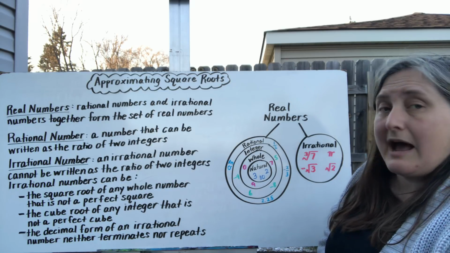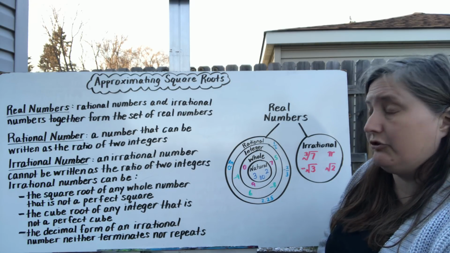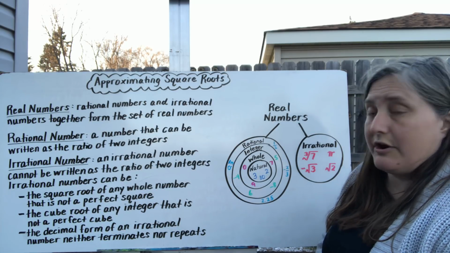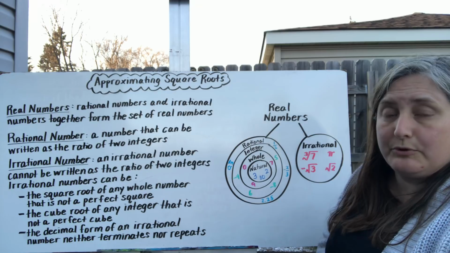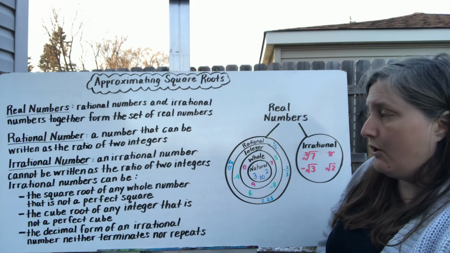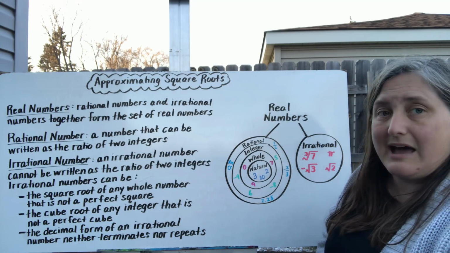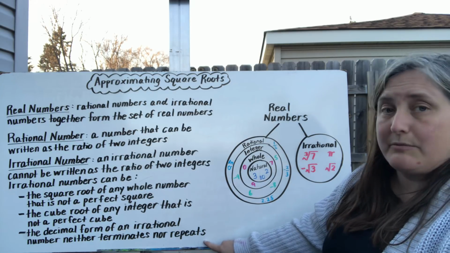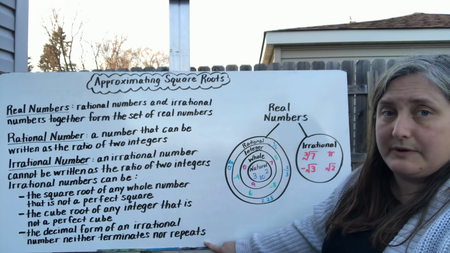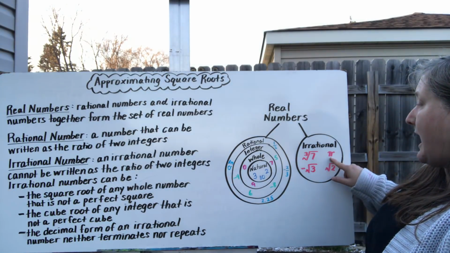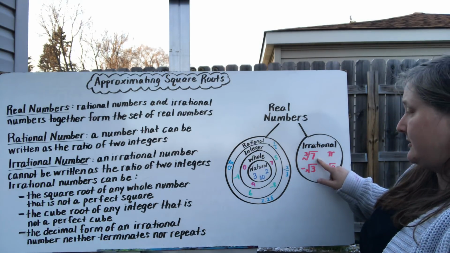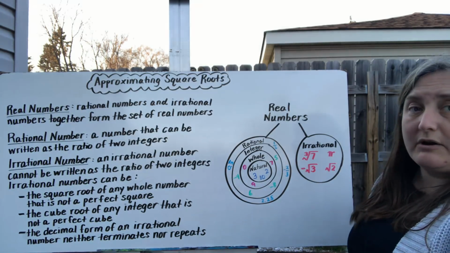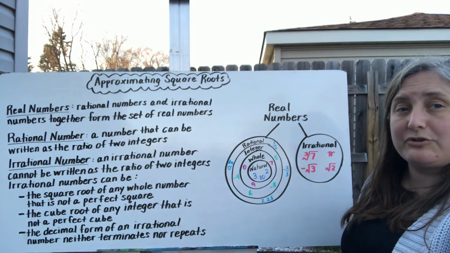Irrational numbers cannot be written as a ratio of two integers. Examples of irrationals are square roots that are not perfect squares, cube roots that are not perfect cubes, or any type of decimal that does not terminate, which means it does not have an endpoint, and it does not repeat. There is no repeating pattern to it. So things like pi, or the cube root of 7, or the negative square root of 3, or the square root of 2 are just some examples of irrational numbers.